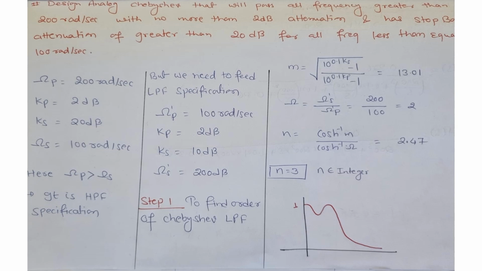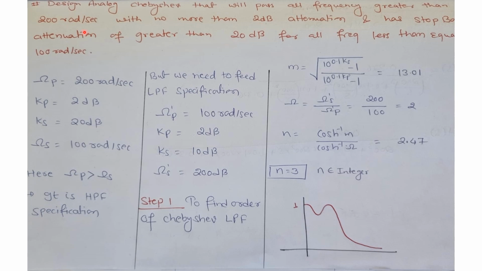Now we will discuss the problem related to Chebyshev filter. In this problem we have to design an analog Chebyshev filter. The problem states: design an analog Chebyshev filter that will pass all frequencies greater than 200 radian per second with no more than 2 dB attenuation.